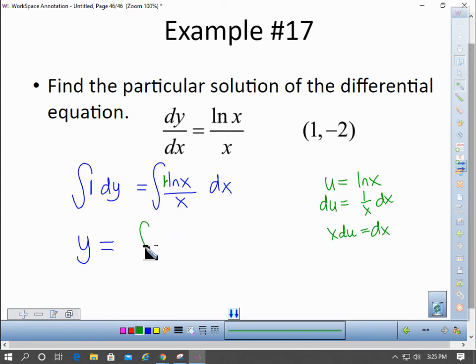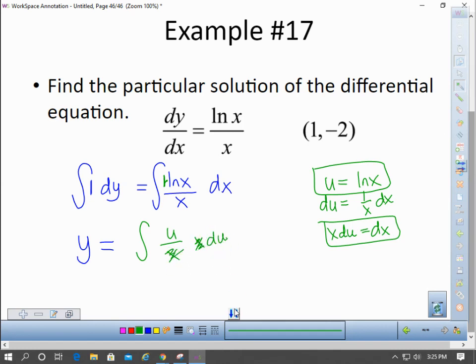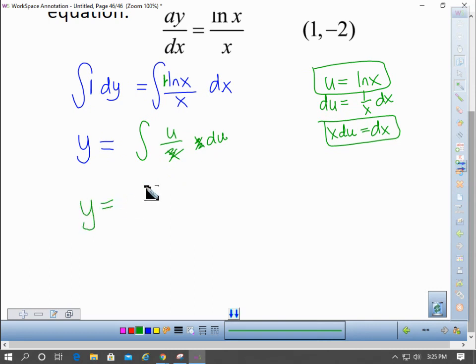So now I'm just going to trade out here. I'm going to replace the ln of x with a u, so this will be u over x. And I'm going to replace the dx with an x du. So notice the x's cancel. All right, so y equals the integral. If I clean this up a little bit, I don't have a fraction or a coefficient. So all I've got is a u in the numerator, and then my du. Oh, so this ends up being pretty easy.